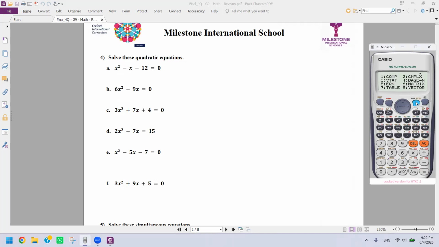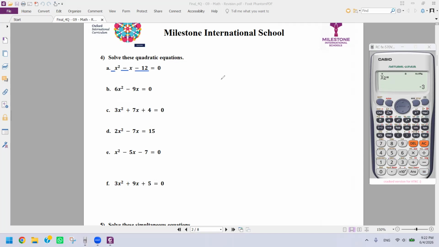First, I change the mode of the calculator. I'll choose equation, 5. Ours is quadratic, it's the third one. It asks for A, B, and C. So A is 1, 1x squared. B is minus 1, because minus 1x squared, minus 1x. And C is minus 12. And always it has to be equal to 0. Then the calculator will give me two solutions, 4 and minus 3.